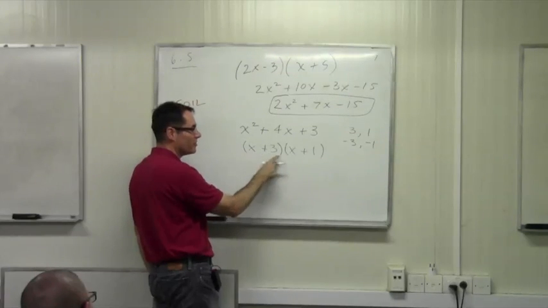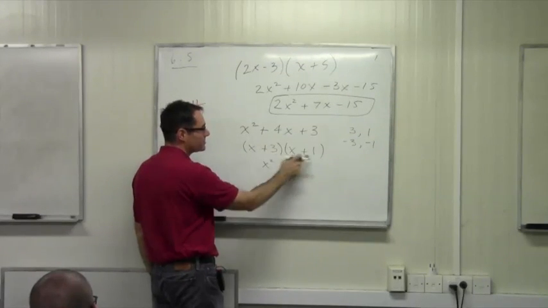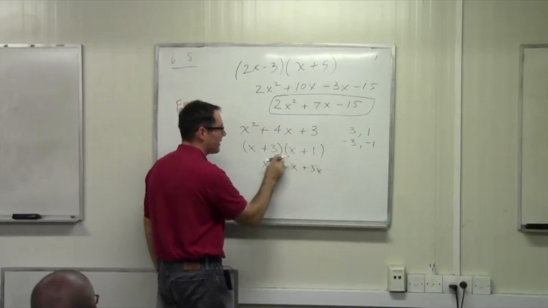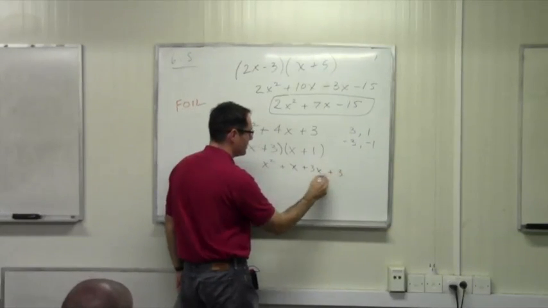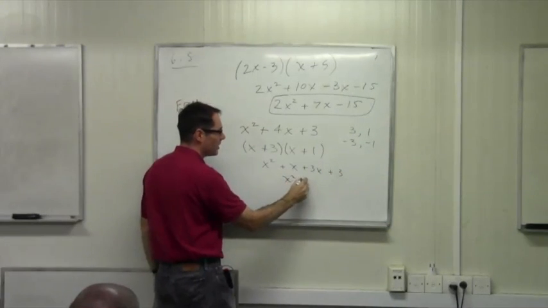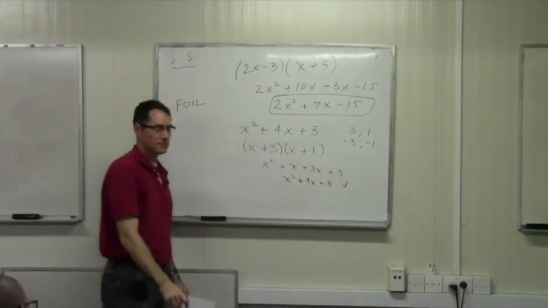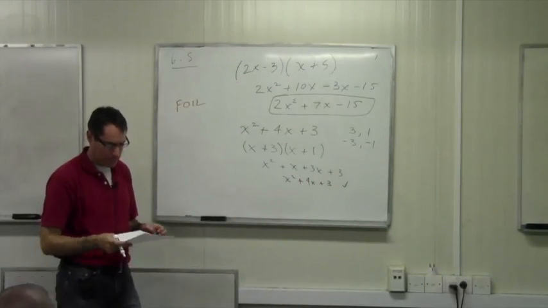Now let's check it. First, x squared. Outside, x. Inside, 3x. Last, 3. x squared plus 4x plus 3. Check. Works.